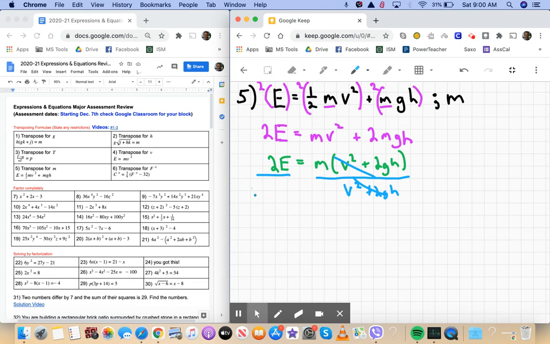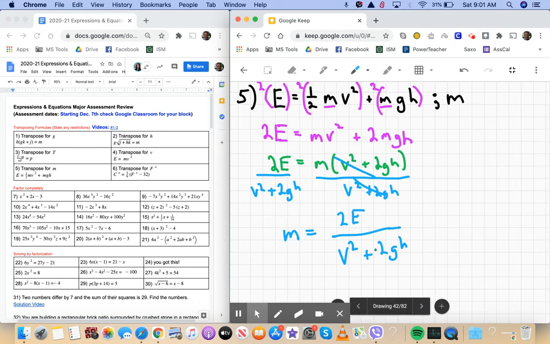And we have v squared plus 2gh. Okay, so m is equal to 2e over v squared plus 2gh. V squared cannot equal negative 2gh because that would make the denominator 0, right?